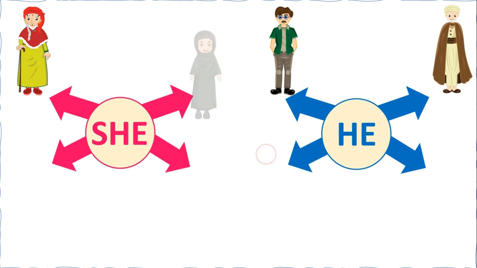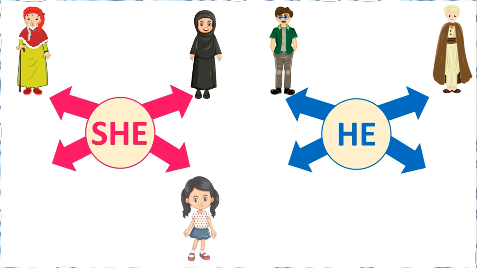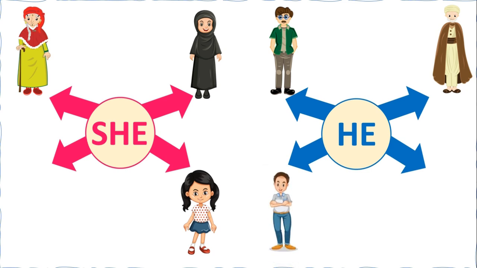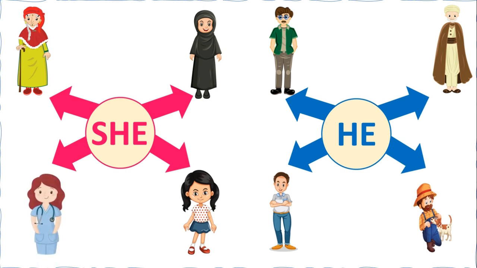Next, the sister is she as well. What about the brother? It's he. Excellent. What about the uncle? He. The aunt? She. What about the cousin? Female. It's she. Cousin. Male. It's he. And of course, Omar is he because he is a boy.